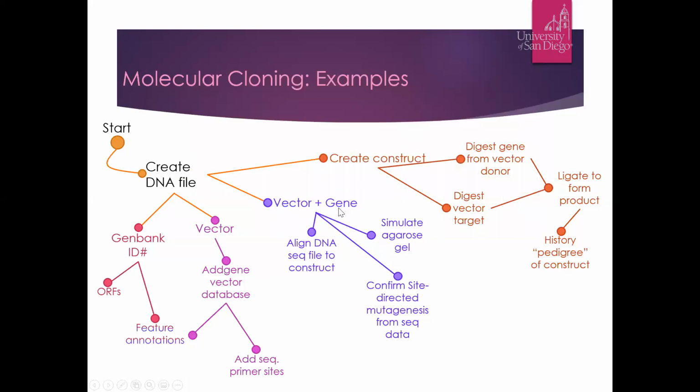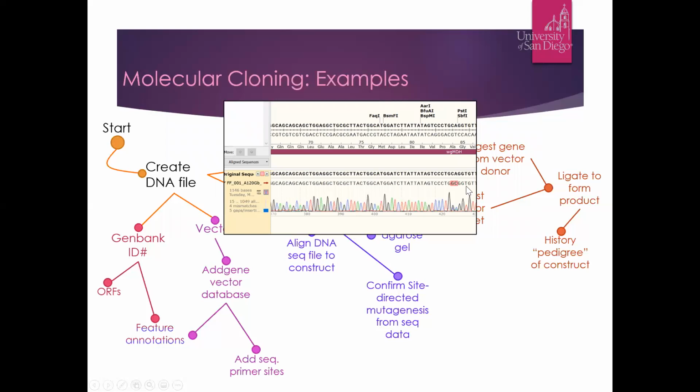I then give them a vector plus gene construct in which they're going to do some sequence alignment. So getting a DNA sequencing result and aligning that to it, confirming site-directed mutagenesis, having practice with that, and then simulating agarose gels. So here's an example of the DNA sequencing result aligned. So the top sequence here is the native, the bottom sequence is the data. And in this case, it's a site-directed mutagenesis result that was actually generated by our biochemistry lab.